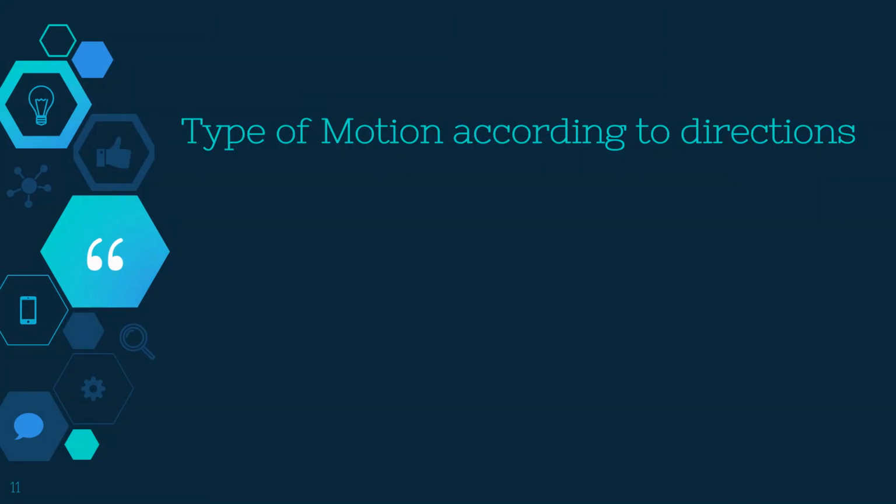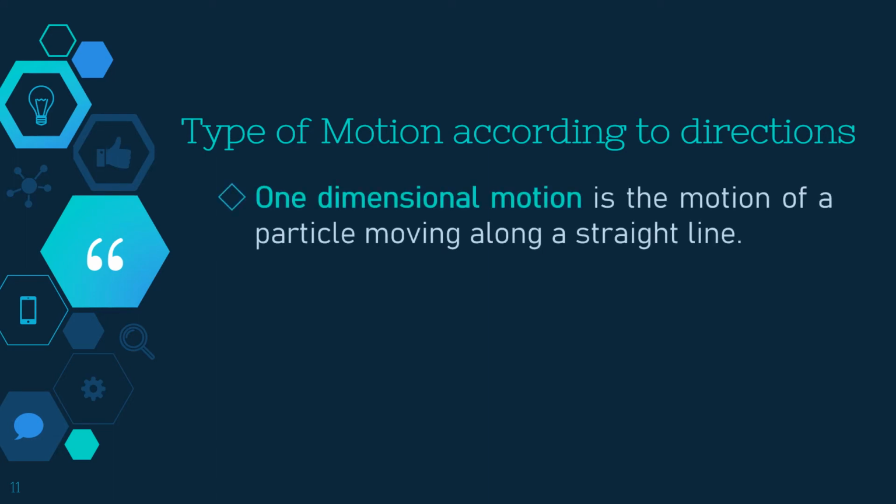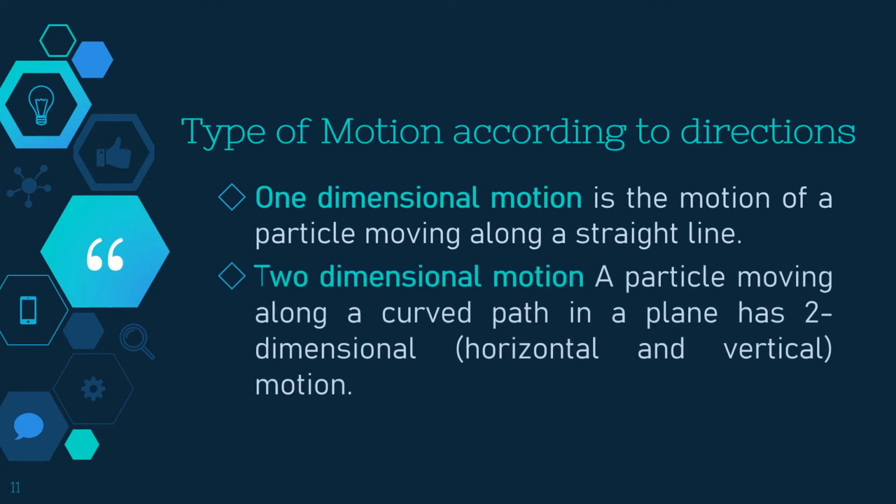Another type of motion according to direction includes one-dimensional motion, or the motion of a particle moving along a straight line. And of course, we also have two-dimensional motion. A particle moving along a curved path in a plane has two-dimensional motion, which could be either horizontal or vertical.